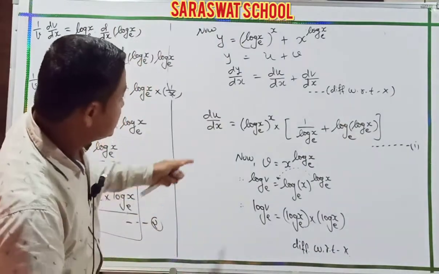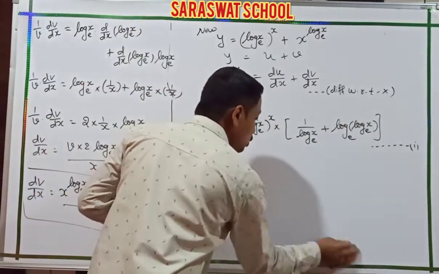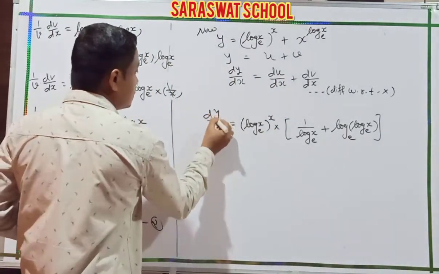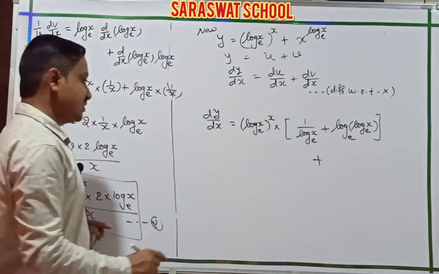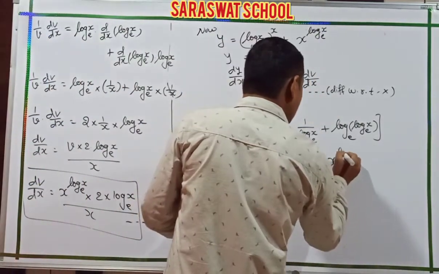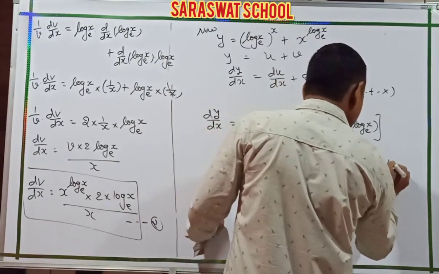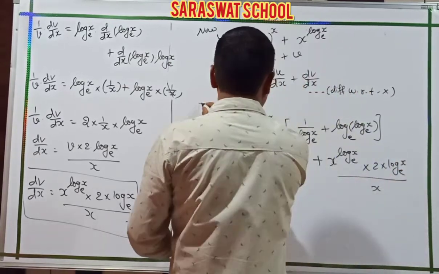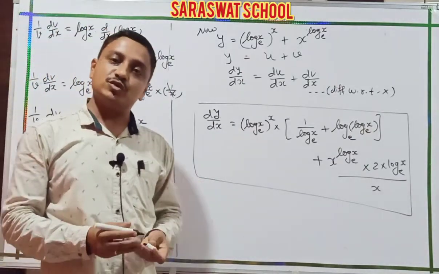Now students, this du by dx means this value I already wrote here. So just write down these equations. Here dy by dx is du by dx plus dv by dx, which is x raised to log x base e into 2 into log x base e upon x, and here our solution is done, students. So it is a 3 marks question.